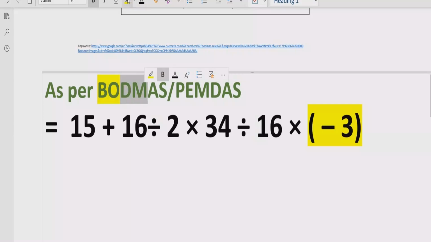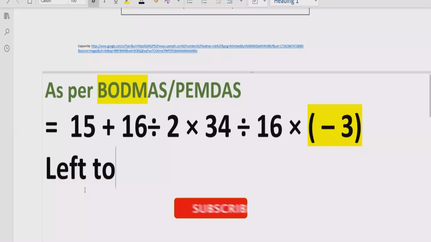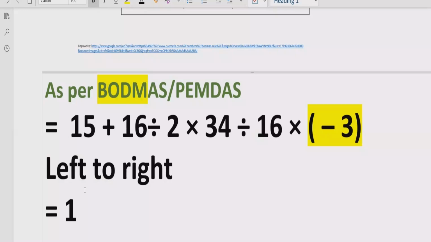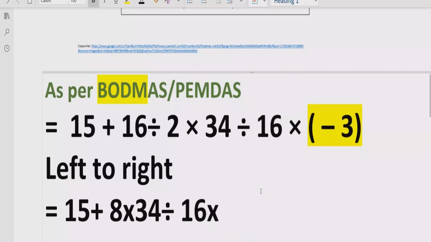Now we have division and multiplication. We will go left to right in our expression and find out division and multiplication. Whichever operation comes first, we will solve that one first. 3 plus 16 divided by 2 means 8, multiplied by 34, divided by 16, and multiplied by -3, we will write as it is.